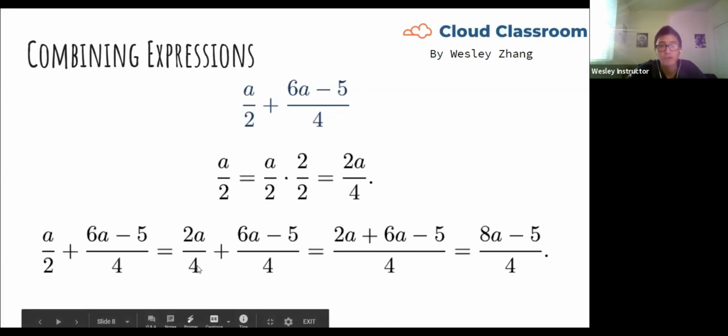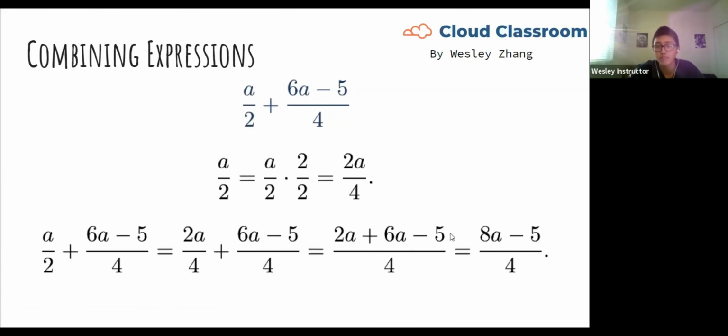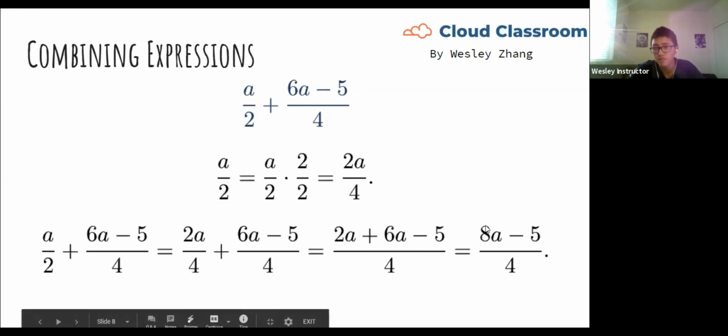So 2a over 4 plus 6a minus 5 over 4. All we have to do is add the numerators. 2a plus 6a minus 5 becomes 8a minus 5 over 4. And that is the simplified version of the original expression.